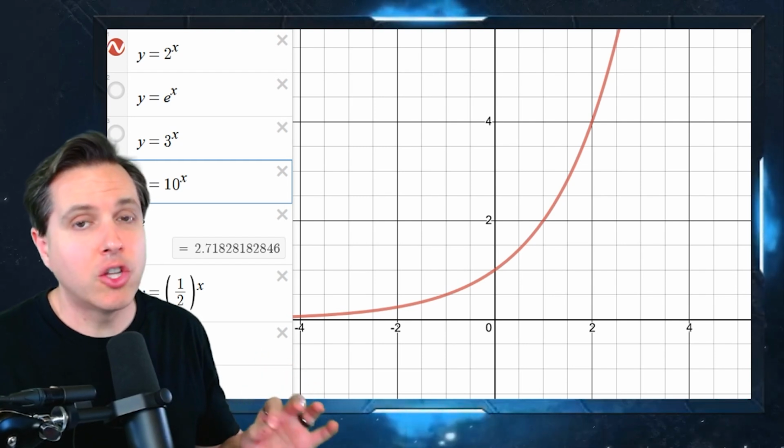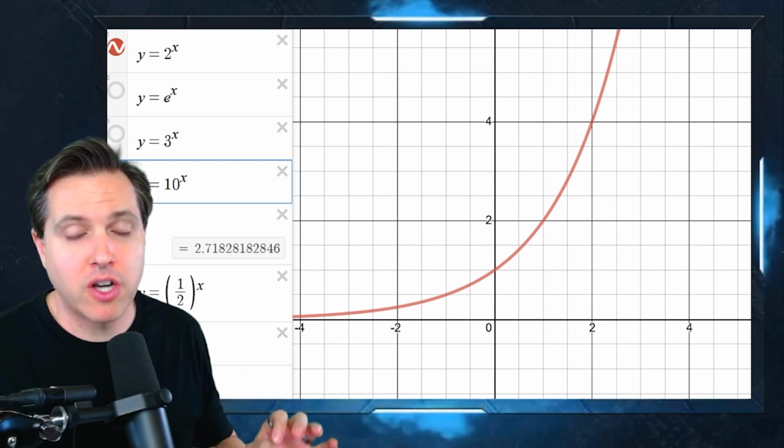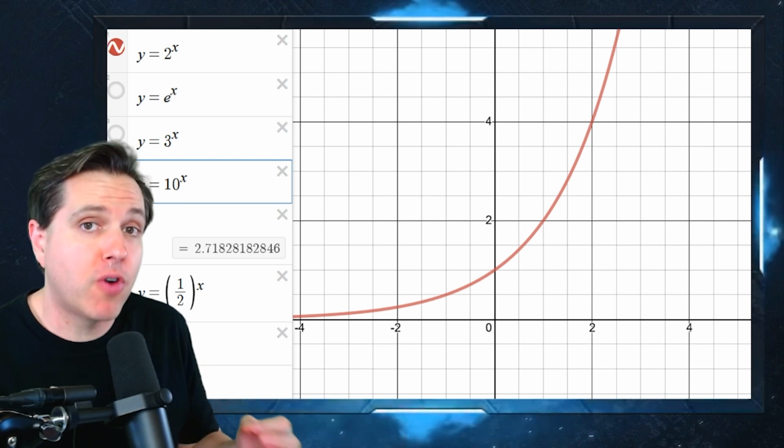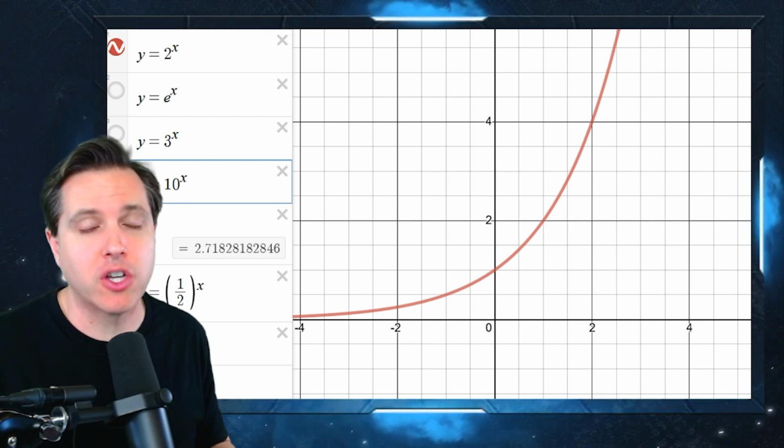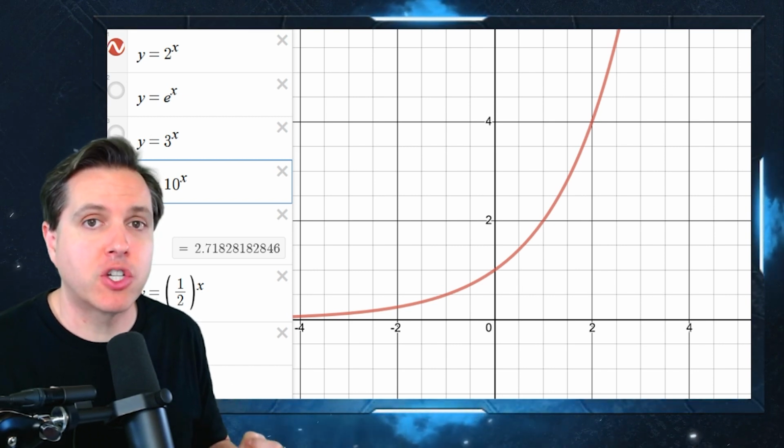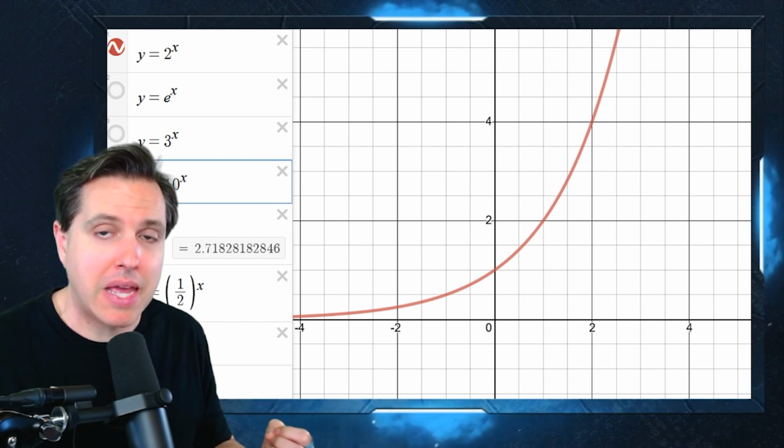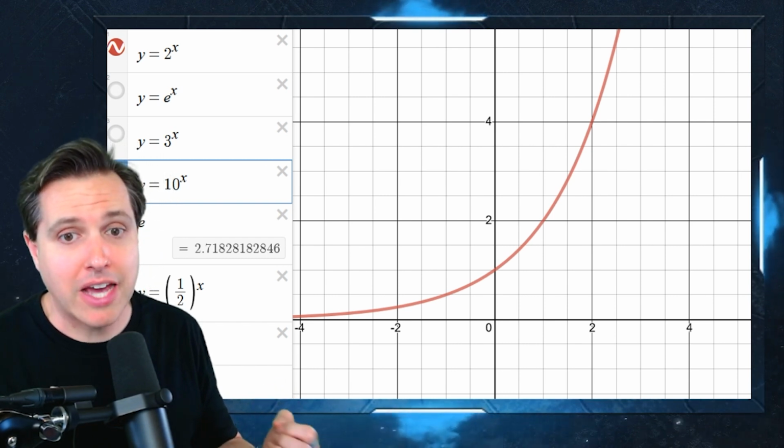Okay, so we're going to take a look at a review of exponential functions and how they work. So first of all, we want to remember what an exponential function is. An exponential function has a fixed numerical base raised to a variable exponent.